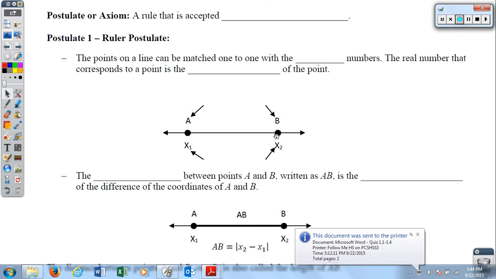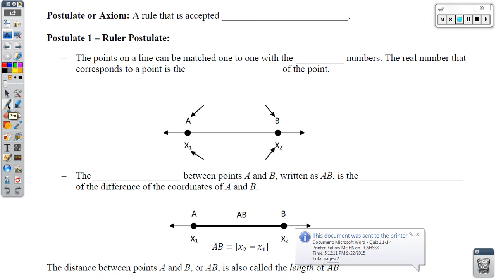As I said in the last lesson, in geometry, one of the things we do is we kind of just make up rules and follow those rules and see what happens. So in this lesson, we're going to be setting up some of the fundamental rules that we follow in geometry. These are called postulates, also called axioms. So it's a rule that is accepted without proof.